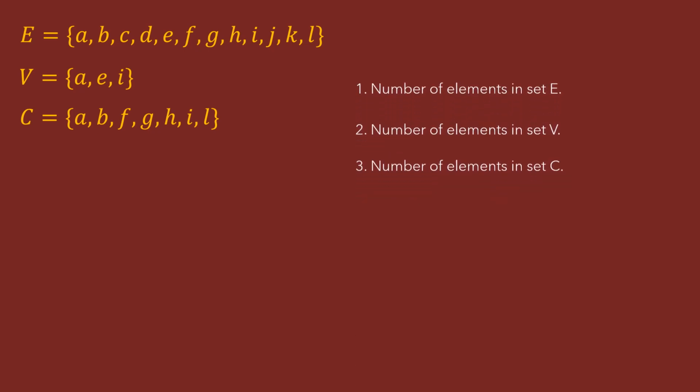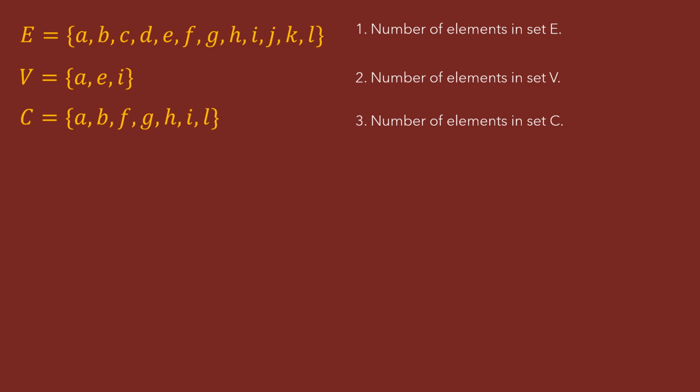So first, let's have the basic information. Number of elements in set E. So upon counting, 1, 2, 3, 4, 5, 6, 7, 8, 9, 10, 11, 12. So therefore, we do have 12. For number 2, number of elements in set B. So we do have 1, 2, 3. And for the last one, number of elements in set C. 1, 2, 3, 4, 5, 6, 7. So we do have 7. So this is the difference of our third set compared to the previous two. So let us now involve union.